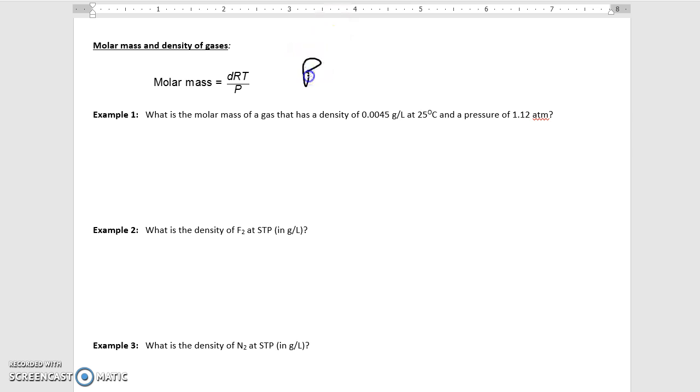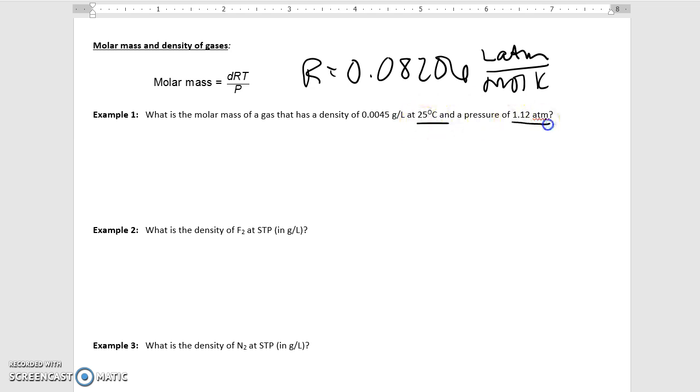So R is 0.08206, and it has a whole bunch of units here: liters, atmospheres, mole, that unit I just talked about, and K for Kelvin, which is another temperature measurement scale. So looking at this first problem, what is the molar mass? It has a density of that at this pressure and this temperature.